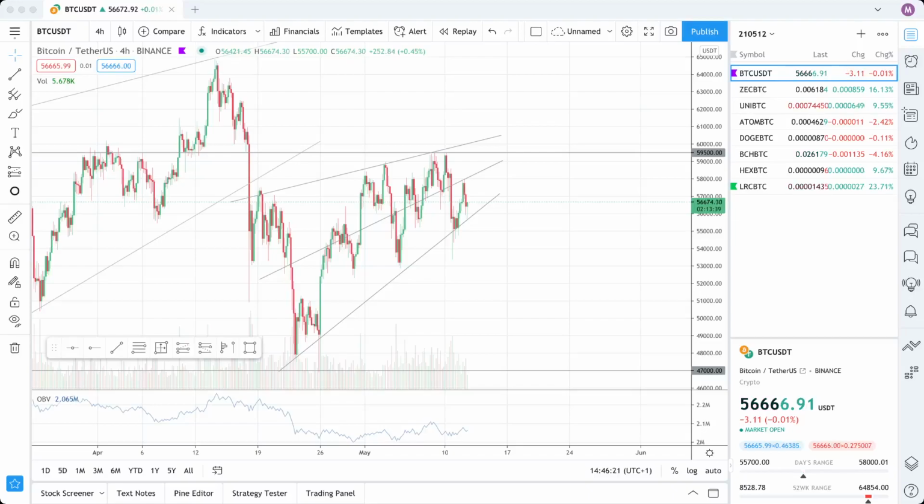Hello and welcome to the channel where I describe how I increase the amount of Bitcoin I own without buying any. Today I'll be describing how I do that and looking at an interesting trade. So let's start by looking at the Bitcoin chart against Tether.